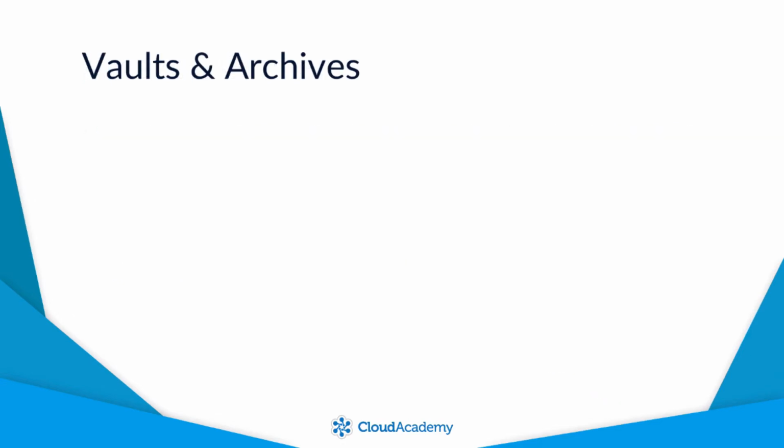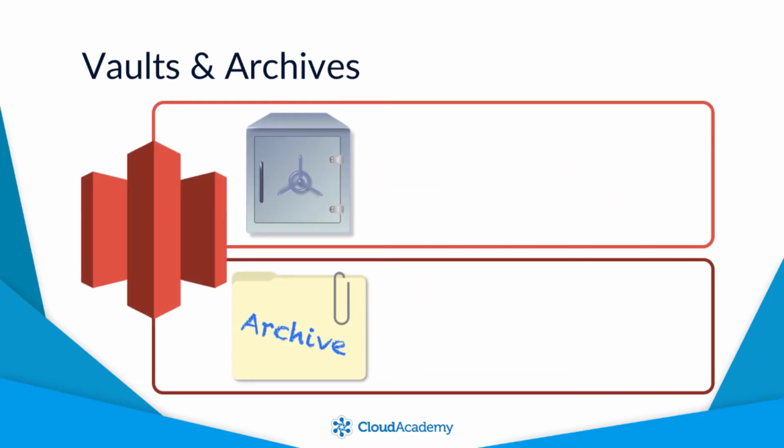The data structure within Glacier is centered around vaults and archives. Buckets and folders are not used; they are purely for S3. A Glacier vault simply acts as a container for Glacier archives. These vaults are regional, and as such, during the creation of these vaults, you are asked to supply the region in which they will reside.